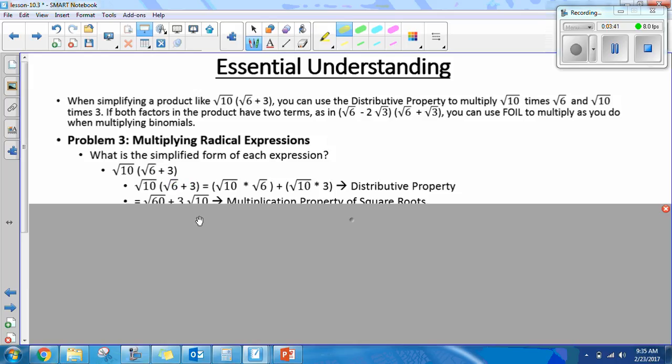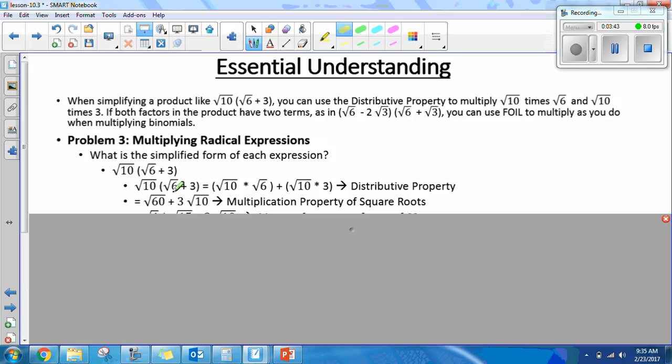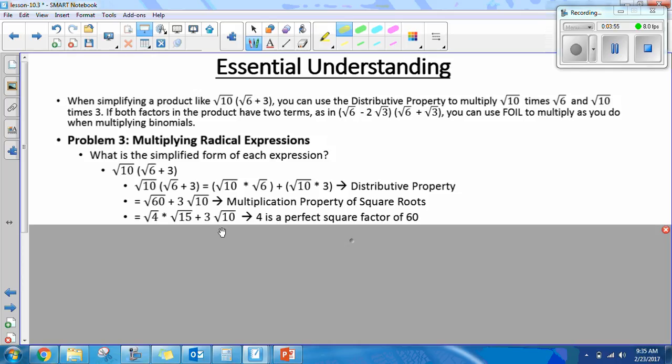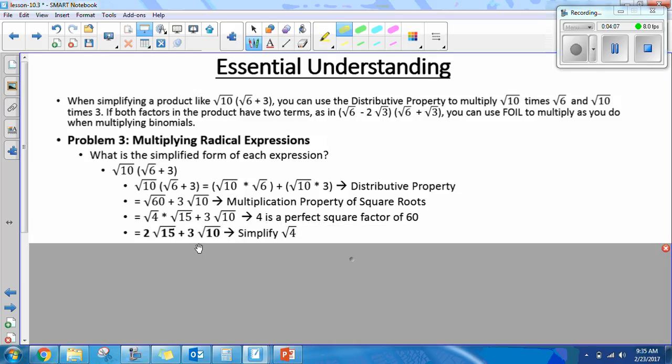We use the multiplication property of square roots, and we can simplify this part to radical 60 plus 3 radical 10. Now we can simplify radical 60 by recognizing that 4 is a factor, and it's the greatest square factor of 60. By using the multiplication property of square roots, we can rewrite radical 60 as radical 4 times radical 15, and simplify that to 2 radical 15 plus 3 radical 10.